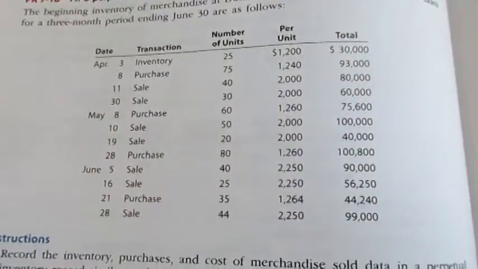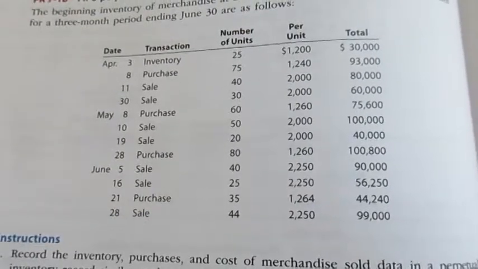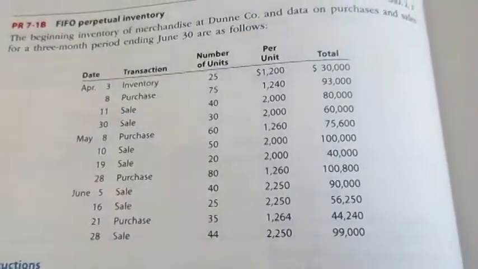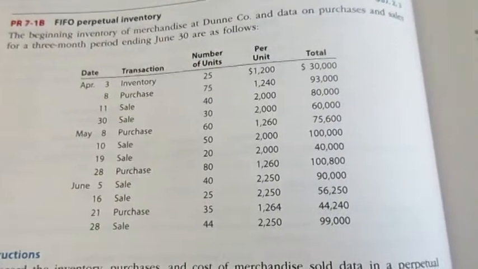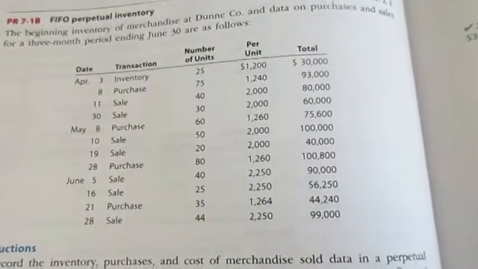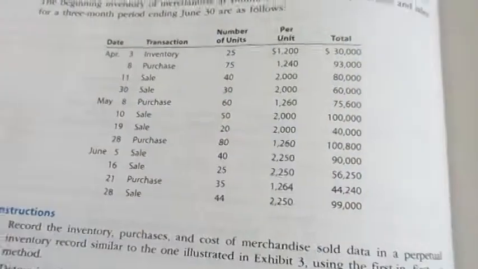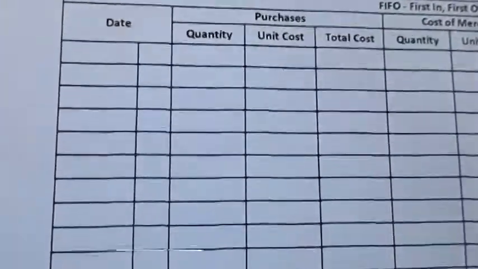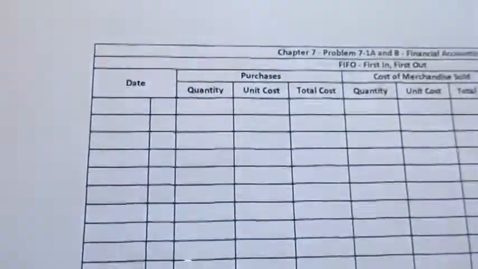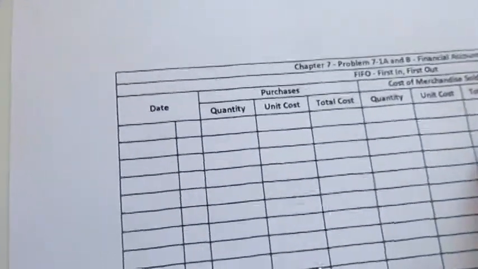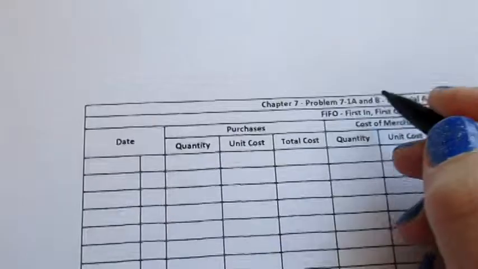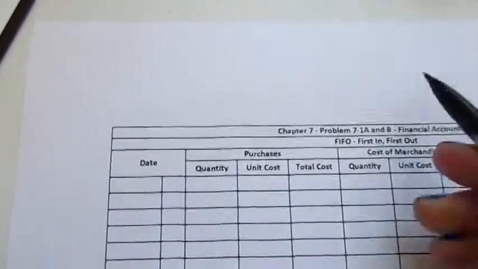So here's our data. The first thing we need to do is decide. So we're looking at April 3rd. We had an inventory of 25 units, per unit 1,200, for a total of 30,000. So we're going to come to our working papers. Pull this one out, and we're going to record all of that in here. So again, we're on problem 7-1B. So I'm going to circle the B so I know which problem I'm working on.